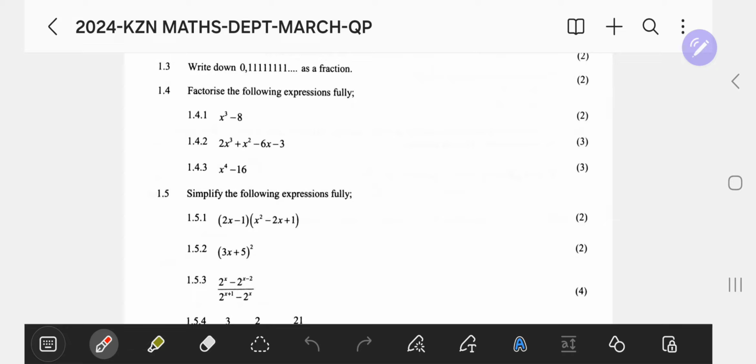Now when you ask to factorize, you need to ask yourself, what format is that expression in? X cubed minus 8. Notice that the x is cubed and the 8 is a cubed number, because we know 8 is 2 times 2 times 2. It's 2 to the power 3. So 2 cubed gives us 8. So what we actually have here is difference of 2 cubes.